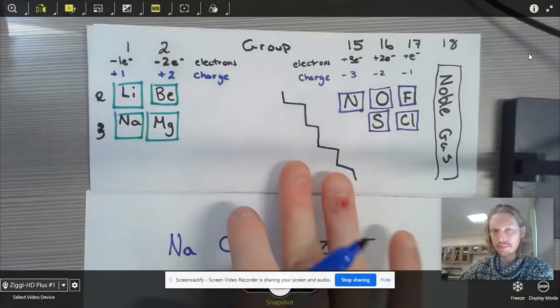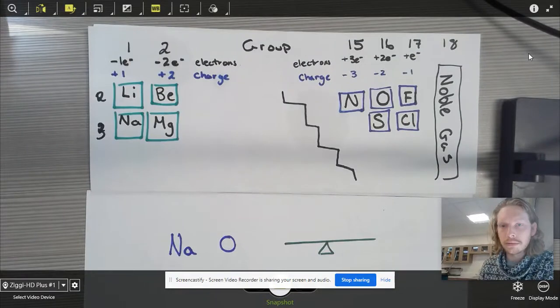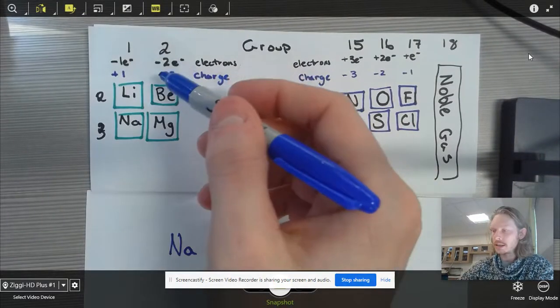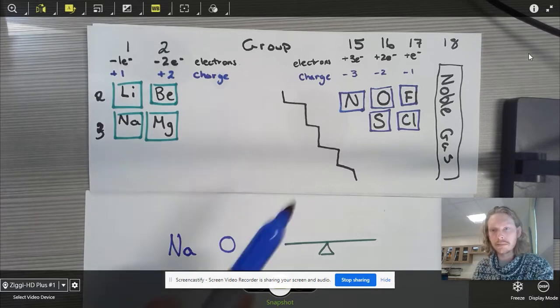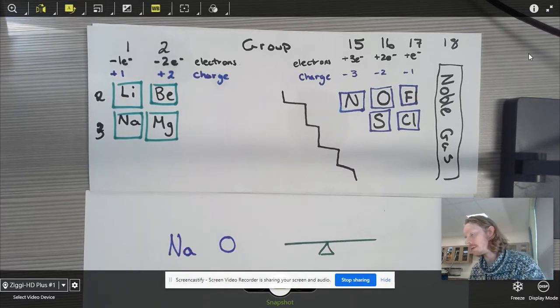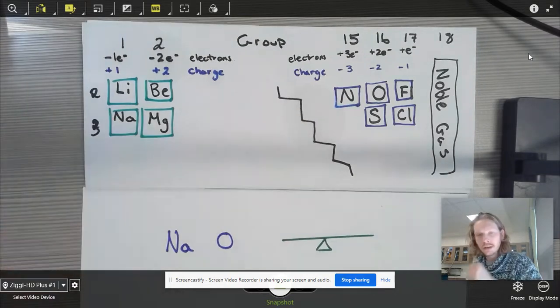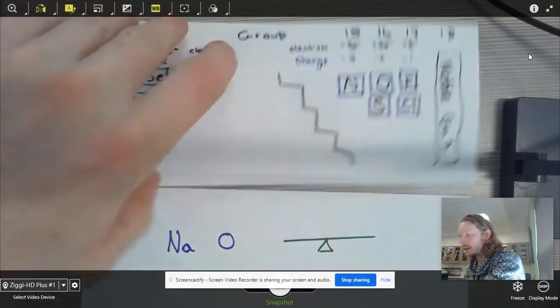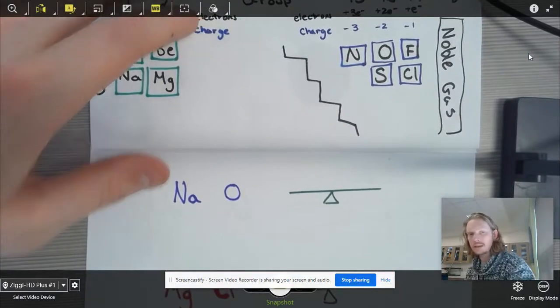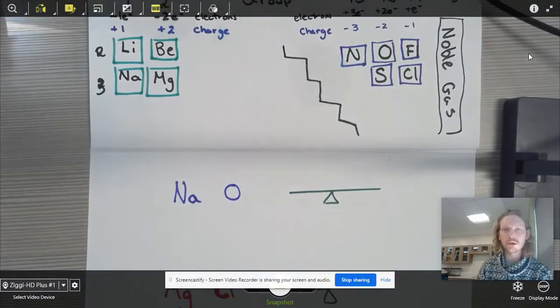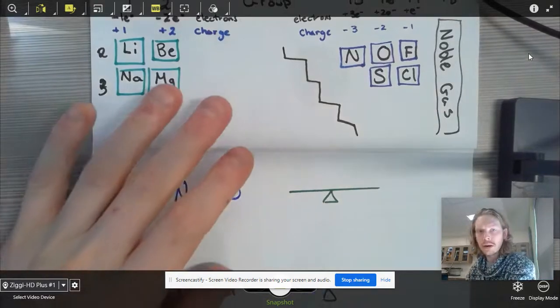So we have our little broken down mini periodic table that we've been working with. Right, it has the charges, it has the gaining or losing of electrons, and just some simple, very common elements that we're going to work with. So the first one that we see on the slides is NaO, so sodium and oxygen.